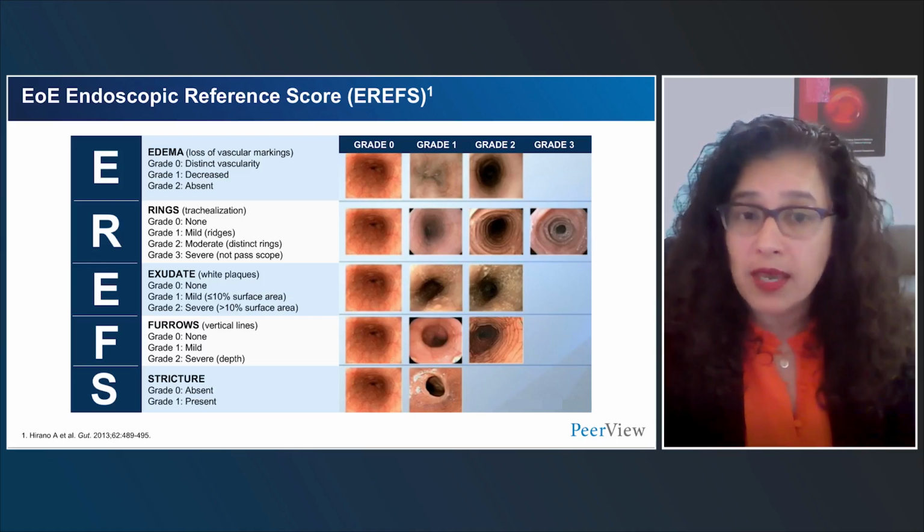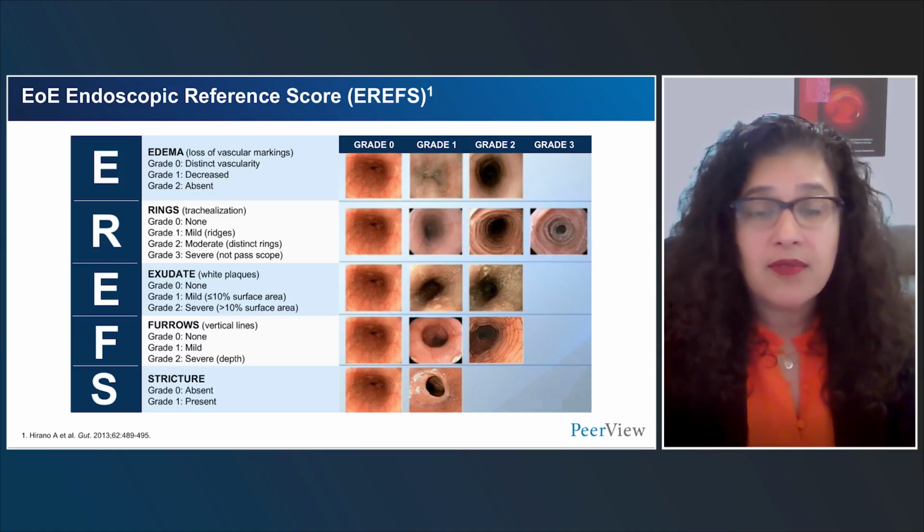reference score, or EREF. Now, these common findings are listed here in the score: E for edema, R for rings, E for exudates, F for furrows, and S for stricture. Here we see a nice atlas of these different findings. Grade 0 on this left panel is just a normal esophagus. For edema, they can be grade 1 or decreased, grade 2 or absent vascularity entirely.